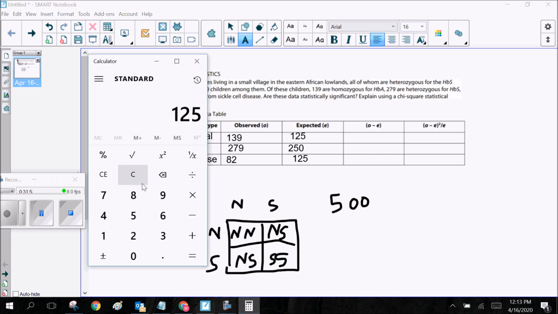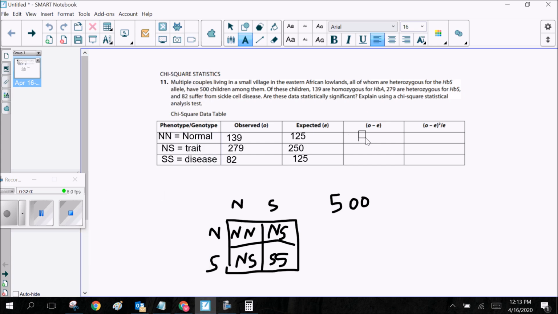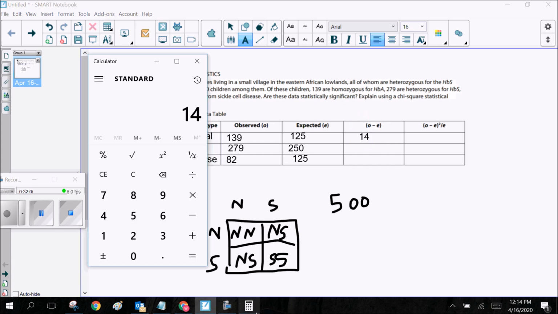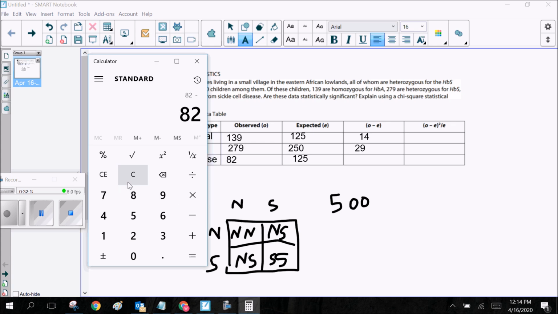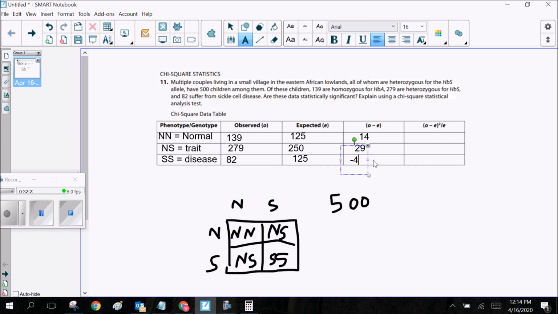My observed for my top column there is 139 minus 125, and that gives me 14. So I'll put 14 over here. And then I have 279 minus 250, so that's going to give me 29. And then I have 82 minus 125. Now, it doesn't matter if your answer ends up being negative, so don't worry about it. So negative 43, because you're about to square it.